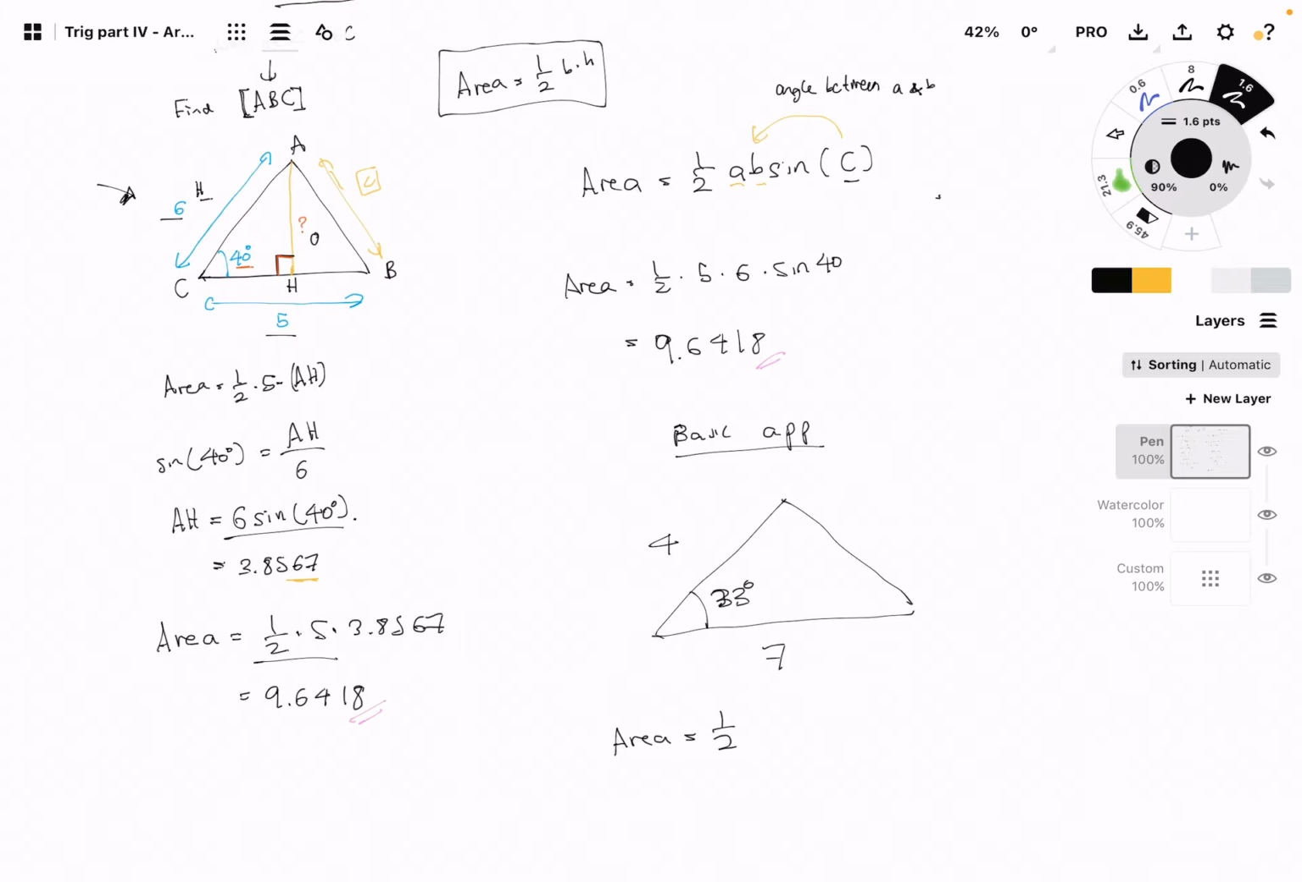It's just half times 4 times 7 times sine 33 degrees, which will be 14 times sine 33, which should be about 7.63 to 2 decimals. Let's go a bit further. Let's go 7.6250. Oh no, 49.